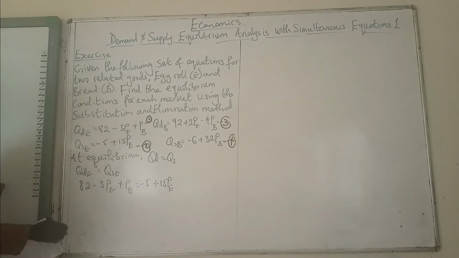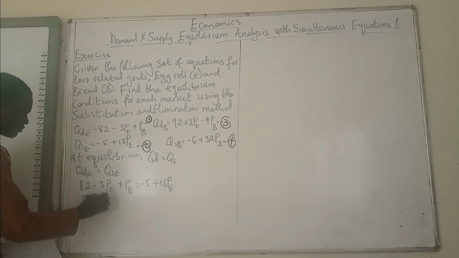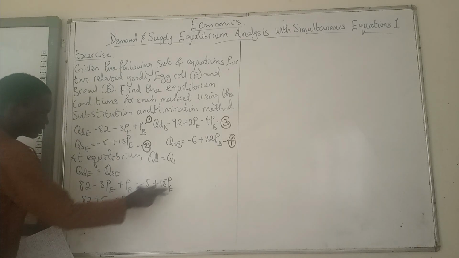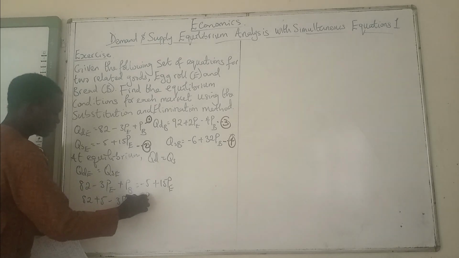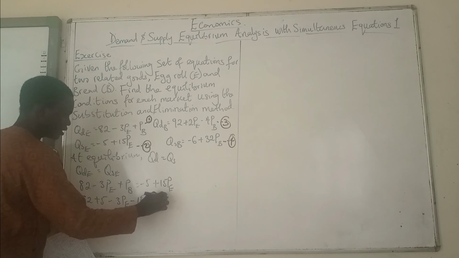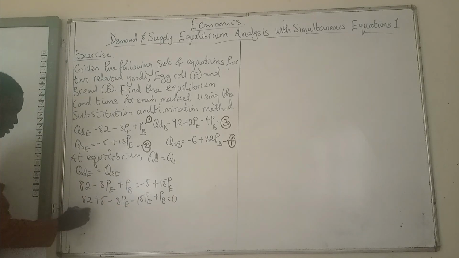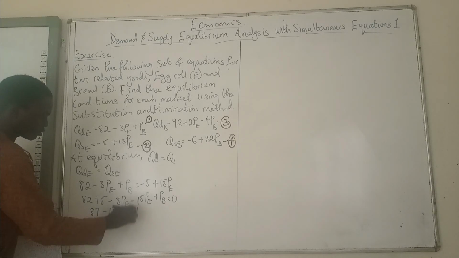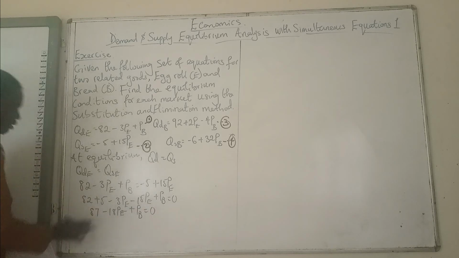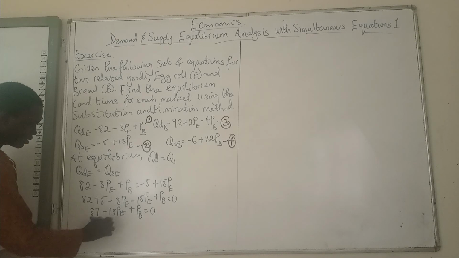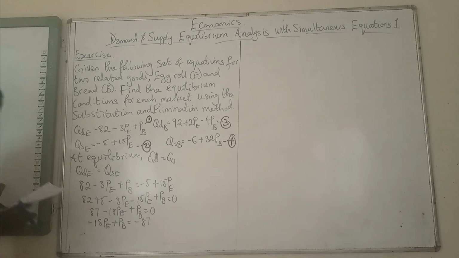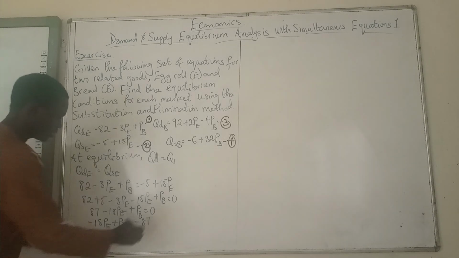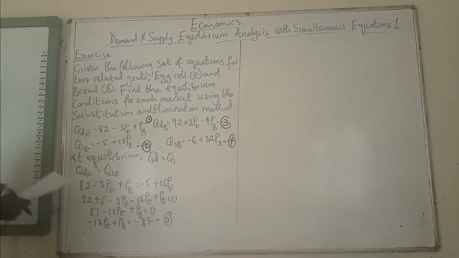So we collect like terms. When we collect like terms, we have 82 plus 5 minus 3 PE minus 15 PE plus PB equals 0. Now this is 87 minus 18 PE plus PB equals 0. So I want to take the constant to the other side. You have minus 18 PE plus PB equals minus 87. I call this equation 5.